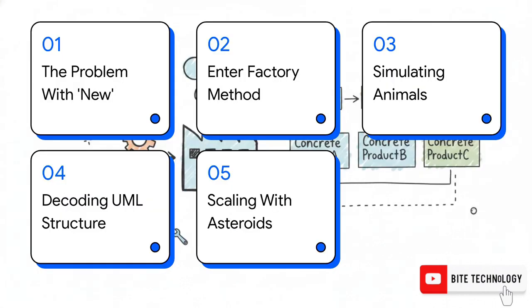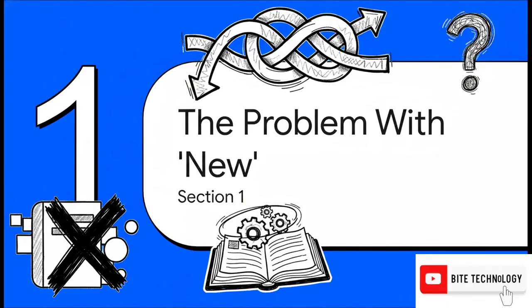Here's our roadmap for the explainer. First, the problem with new. Second, enter the factory method. Third, simulating animals with factories. Fourth, decoding the UML structure. And finally, scaling with asteroids. Section 1. The problem with new.